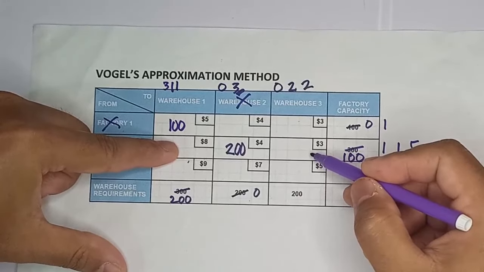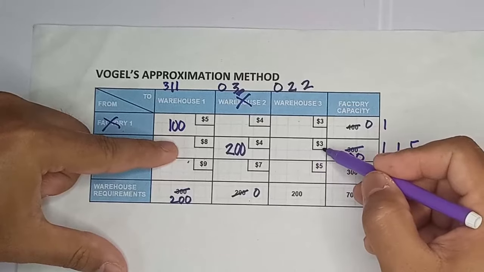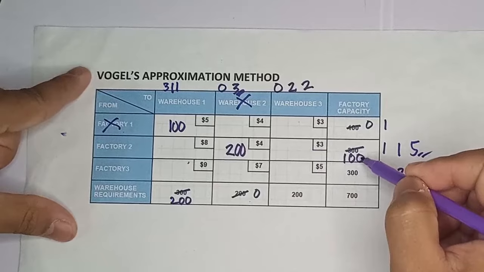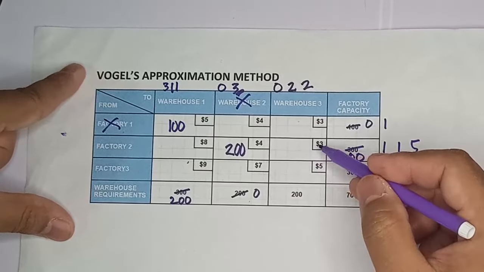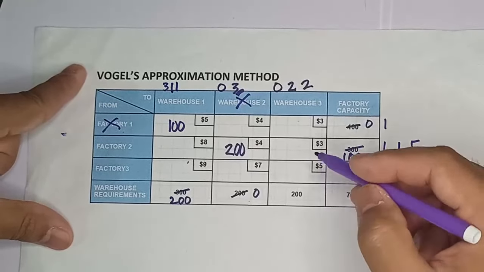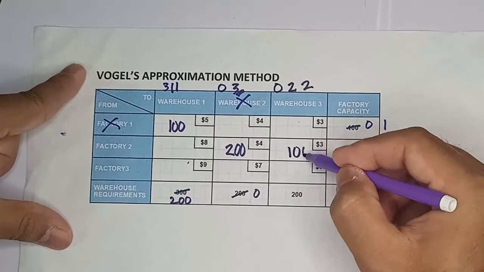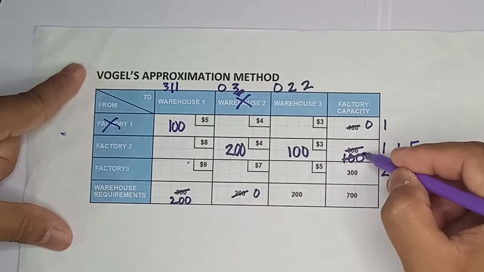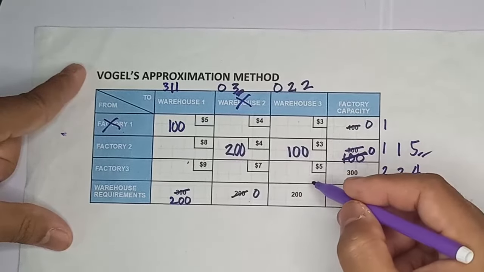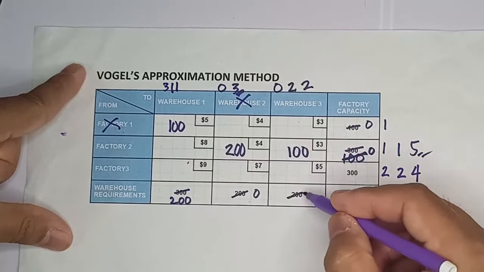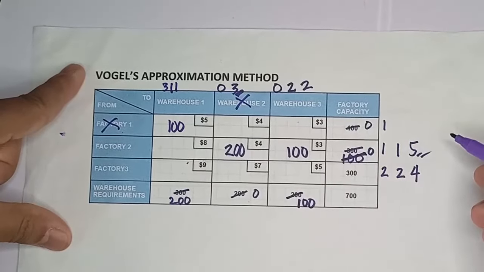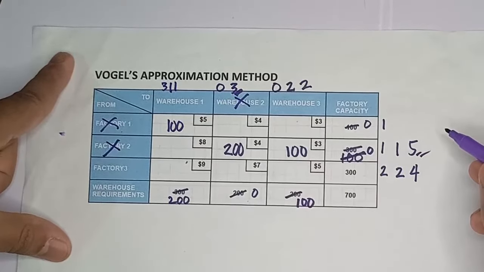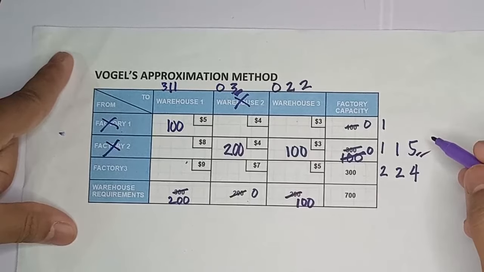We're going to choose the cell with the lower transportation cost, which is $3. And for this cell, factory 2 has 100 units and demand of warehouse 3 is 200 units. So we can allocate 100 units on this cell. So the capacity of factory 2 will be equal to 0, and the requirement of warehouse 3 will be equal to 100 units. And factory 2 will be crossed out since the supply has been exhausted.